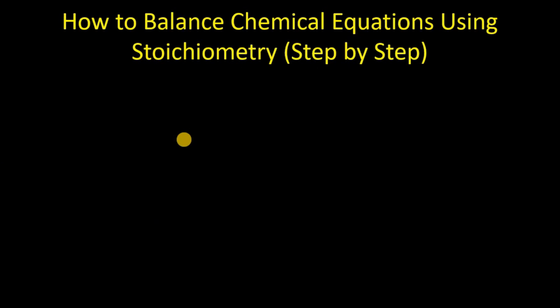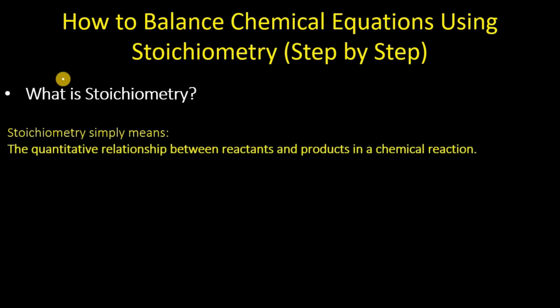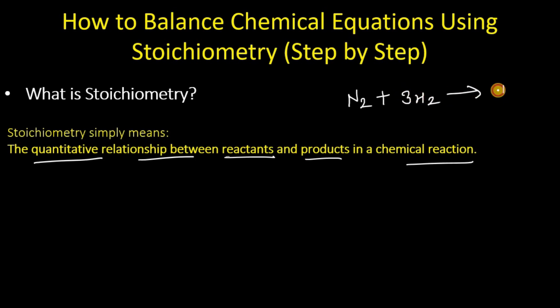So now first of all, let's see what stoichiometry is. In simple words, before balancing an equation, we must understand what stoichiometry is. Stoichiometry is nothing but a quantitative relationship between the reactants and products in a chemical reaction, okay. If you see one example, nitrogen plus hydrogen produces ammonia, NH₃, okay. So this is your balanced equation, okay.